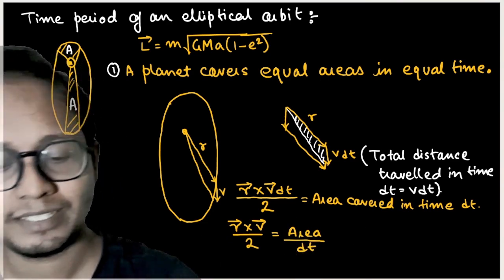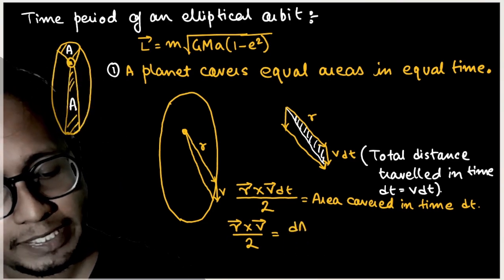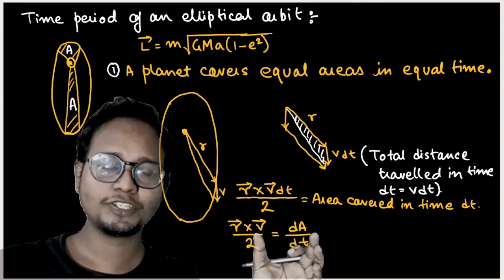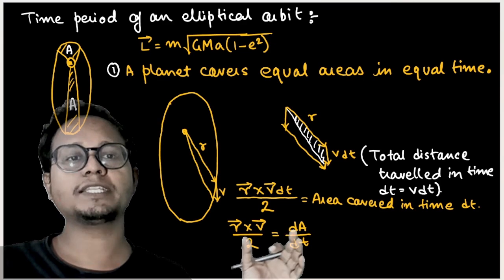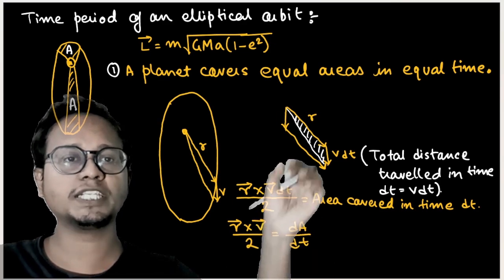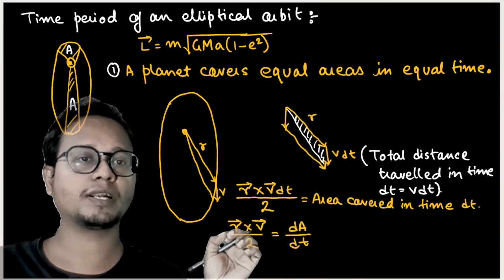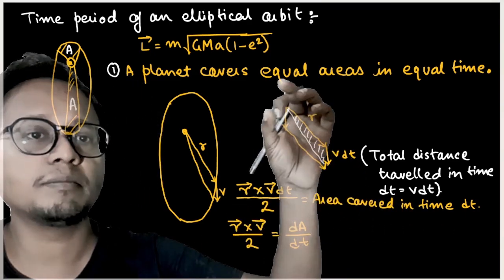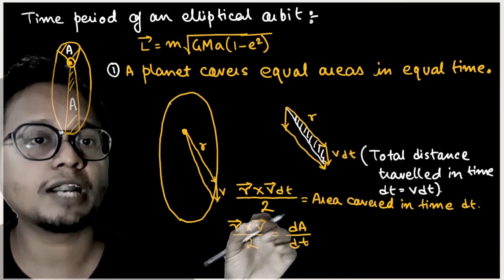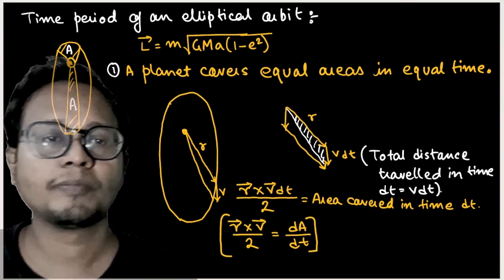Now if you look very carefully, this became just dA by dt, isn't it? This entire area by dt became dA by dt. Did you understand this one? dA by dt is nothing but r cross v by 2, because r cross v dt is nothing but the area of the parallelogram, and the area covered in time dt is nothing but half of the area of the parallelogram. Now if I send this dt down here, dA by dt is nothing but r cross v by 2. This was the main fundamental concept that you have to understand.